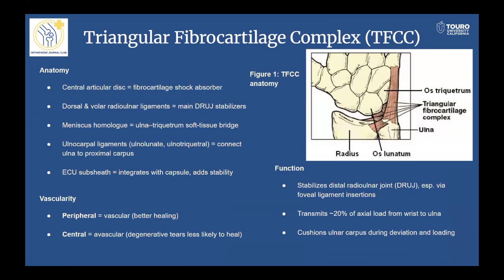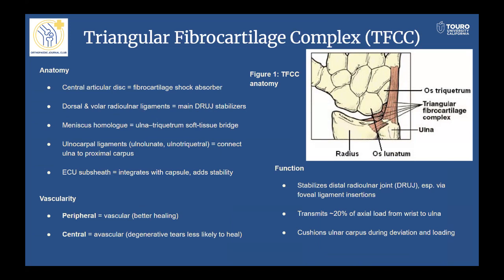Okay, so then switching gears here to TFCC. So this is the central articular disc. We can kind of think of it as like the meniscus of the wrist. It kind of cushions the joint. The dorsal and volar radioulnar ligaments are the main DRUJ stabilizers. And again, kind of like the seatbelt analogy used earlier, they keep the distal radius and ulna moving together.